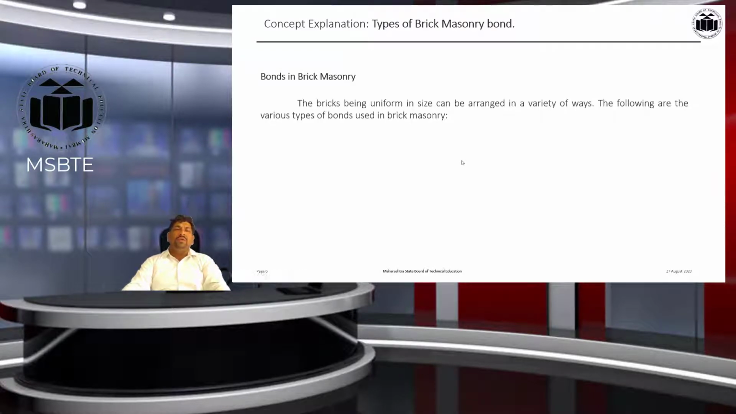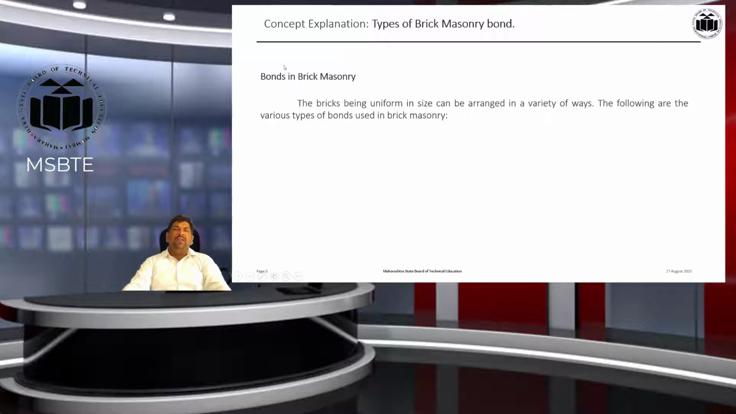What do you mean by bonds in brick masonry? The bricks, being uniform in size, can be arranged in a variety of ways. The following are the various types of bond used in brick masonry. As we have already studied in the previous lecture, the bond is nothing but the arrangement of the bricks in a layer to provide maximum bonding between the bricks being laid.